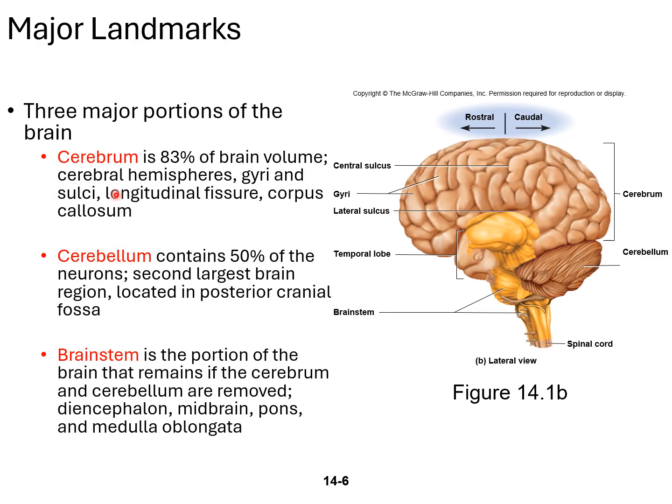Then you have 3 different parts. You have the cerebrum. Cerebrum is the large part, 83%, all of that, cerebrum. This little thing in the back that kind of looks like a bird's nest of just intertwined fibers, that's the cerebellum. And the brainstem is everything you see in yellow. All of that is the brainstem. So if you think about it, the brainstem is the portion of the brain that remains if you remove the cerebrum and the cerebellum. The diencephalon, midbrain, pons, and the medulla oblongata make up the brainstem.